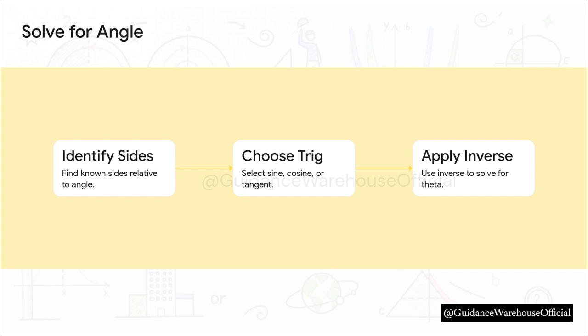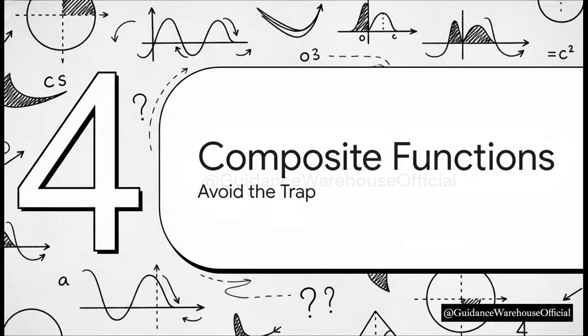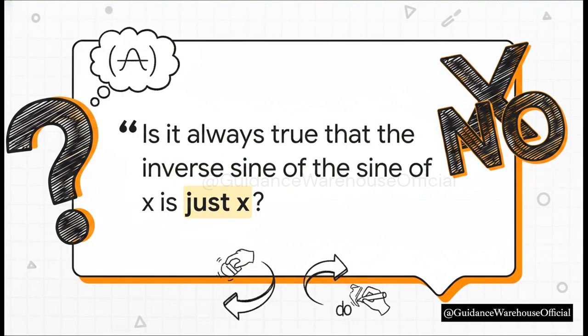Want theta by itself? Just hit the undo button. Apply inverse cosine of both sides, plug it into your calculator, and boom, you have your exact cutting angle. Next up, Section 4, the composite function track. Now I need your full, undivided attention here because we are entering tricky territory. What happens when we mix these functions together?